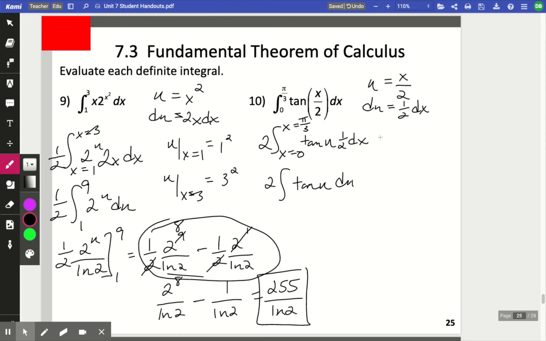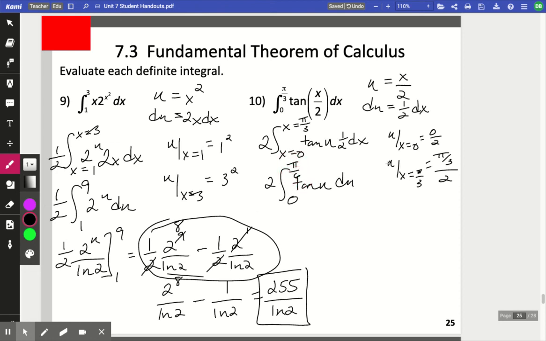All right. Then we need to figure out what the limits are. So what is u when x equals 0? That'd be 0 divided by 2, so u would still be 0. And what is u when x equals pi over 3? So we have pi over 3 over 2. So pi over 3 divided by 2, remember, that becomes pi over 3 times 1/2. And so that would be pi over 6.